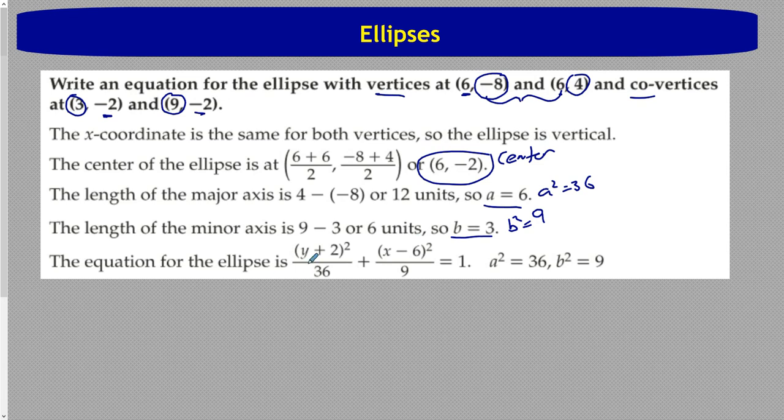So then I can start writing it. It is vertical. That means that y goes over the longer axis, the major axis. So y over 36, which is a squared, x over 9, b squared. And then I just need to throw in the coordinates of my center, 6 and negative 2. So y plus 2 and x minus 6. This is the x-coordinate. That's the y-coordinate. So they have to go with x and y respectively. And there is our equation.